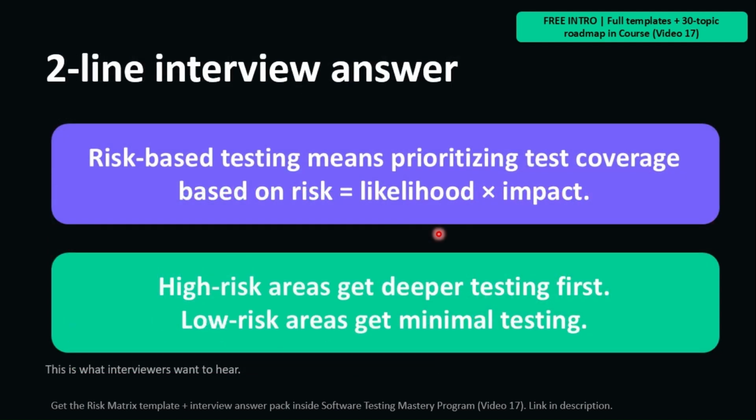Now, if an interviewer asks you what is risk-based testing, your answer should be simple and confident. Risk-based testing means prioritizing test coverage based on risk, equals likelihood multiplied by impact. High-risk areas get deeper testing first, low-risk areas get minimum testing. That answer instantly sounds senior.